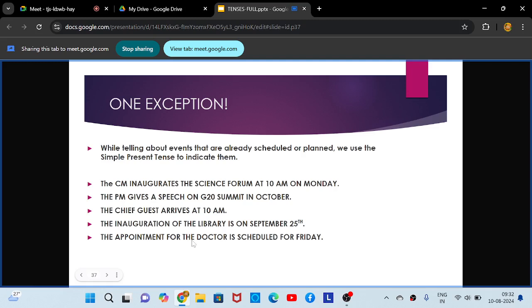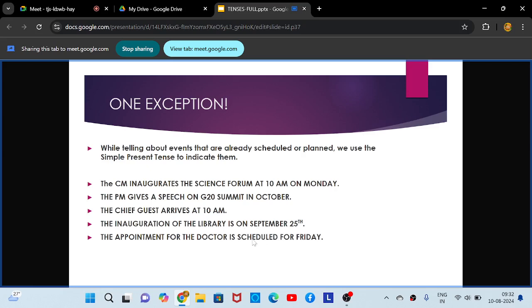Next is the appointment for the doctor is scheduled for Friday. The appointment for the doctor, that is together subject. Is is the verb. Then scheduled for Friday is the object. Okay, so scheduled cannot be verb. Some people may have this doubt. Schedule is a verb, right? So why can't that be a verb?